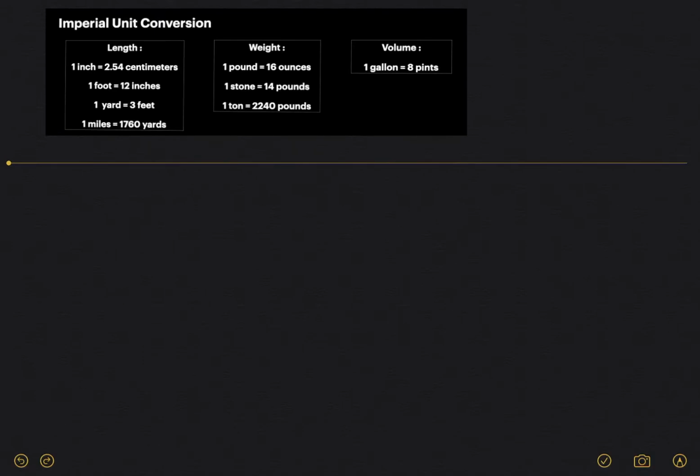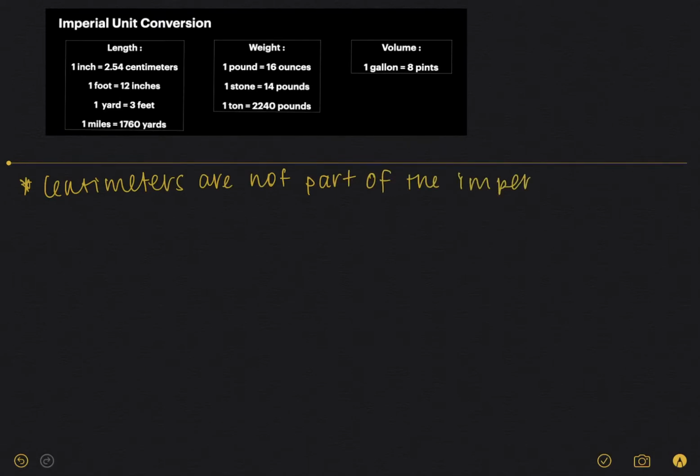Now, if you look under the length, you're going to see centimeters. Now, centimeters are not part of the imperial system, but since we were talking about centimeters last class, I just thought that it would be useful as a reference point. But I am just going to star this. Centimeters are not part of the imperial system. Okay, so that's very, very important.